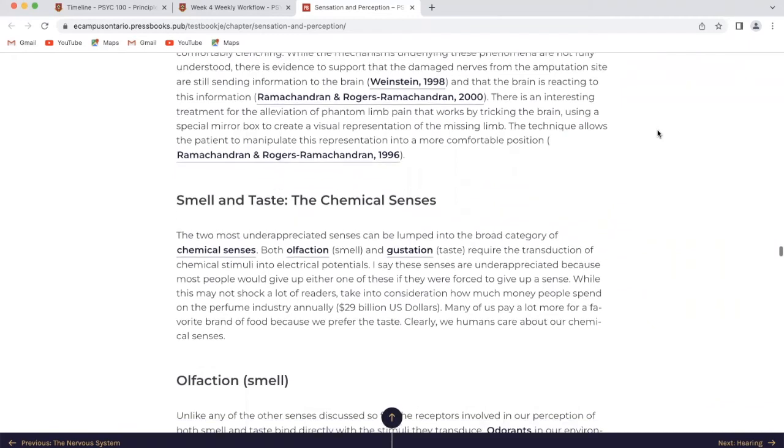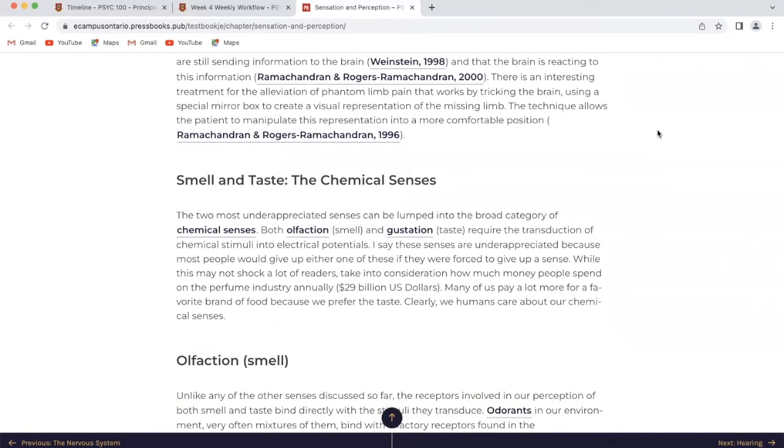There's an interesting treatment for the alleviation of phantom limb pain that works by tricking the brain, using a special mirror box to create a visual representation of the missing limb. This technique allows the patient to manipulate this representation into a more comfortable position.